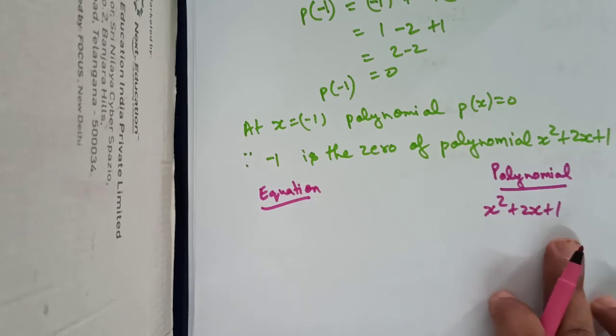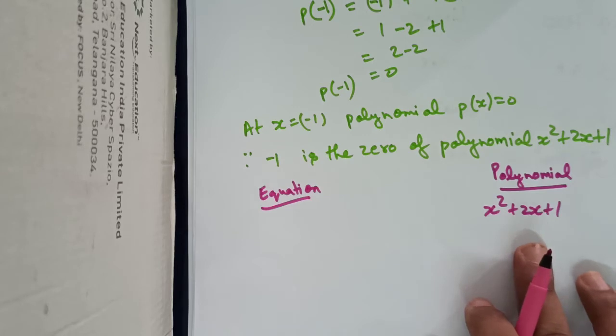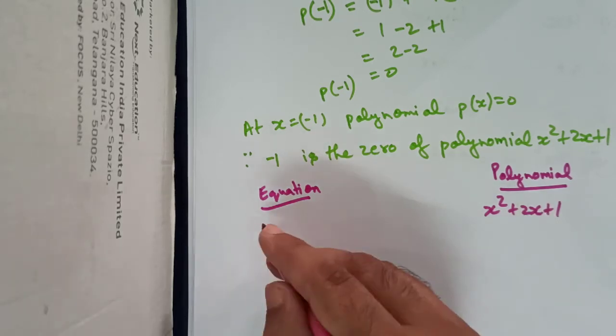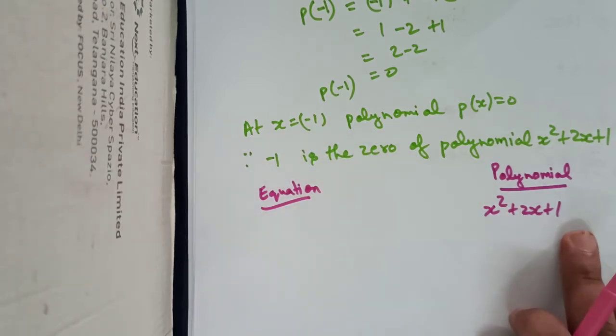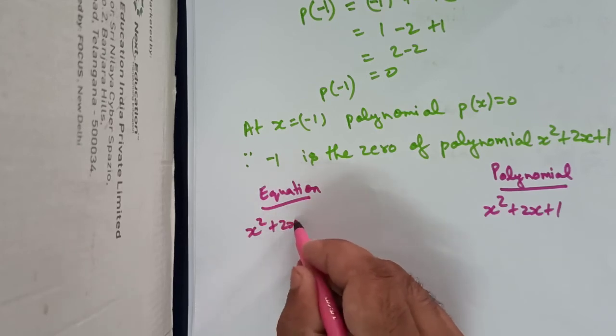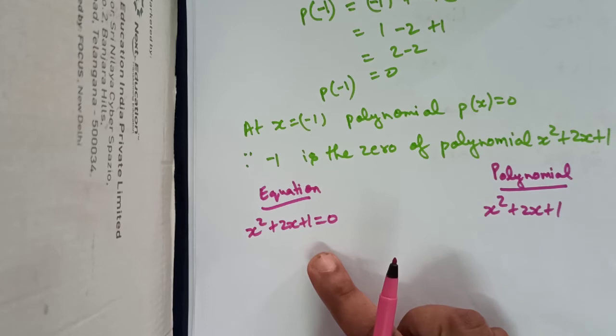and it is having three terms. The variable of the polynomial is x. But there is no sign of equality here, so it is a polynomial. And all the powers of the variable are whole numbers. But if I write x square plus 2x plus 1 equal to 0, since there is a sign of equality here, it is an equation, a quadratic equation.